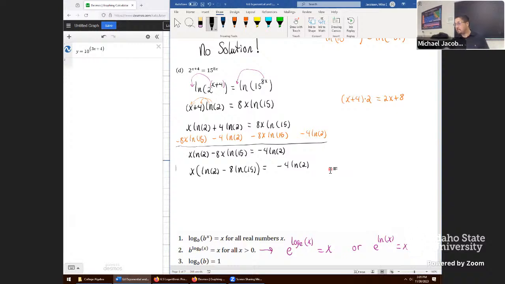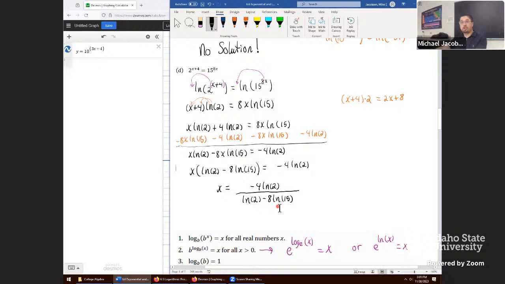Okay, so let's make that step happen. The only thing remaining on the left is just x. On the right-hand side, it's -4 natural log 2, and a larger division bar than normal. And everything inside this group is now going to that denominator: natural log 2 minus 8 natural log 15.